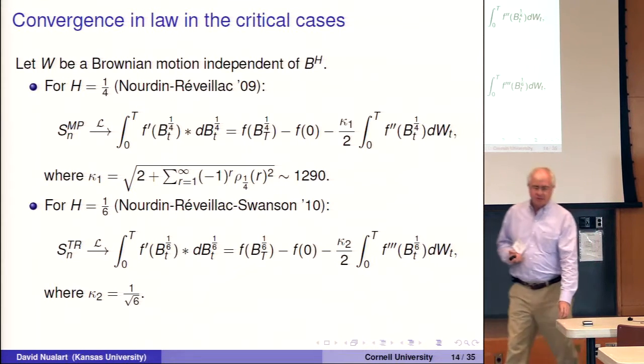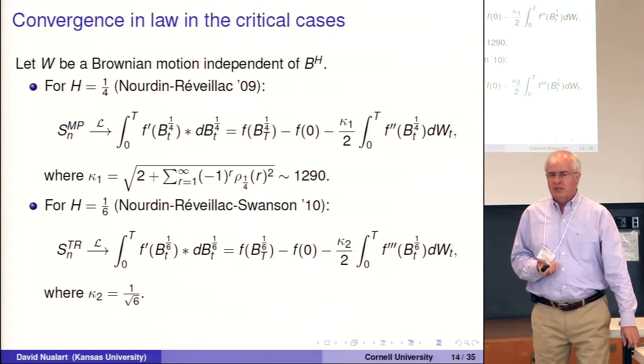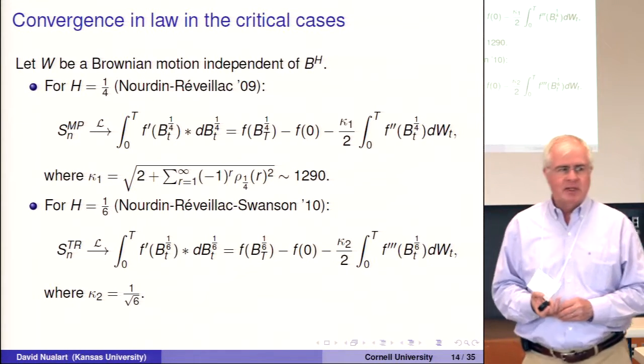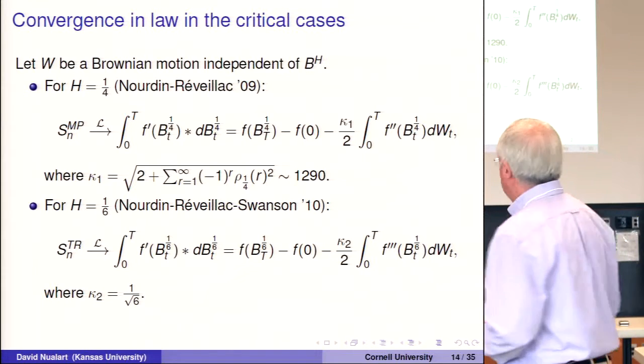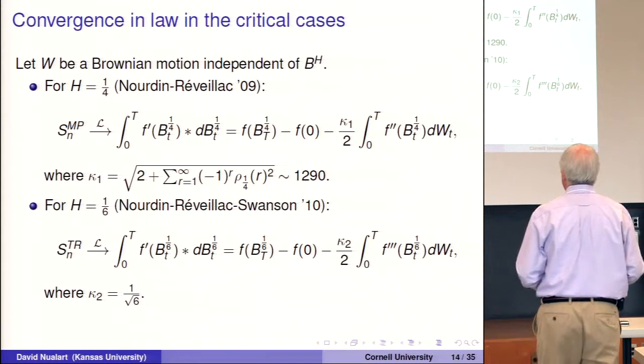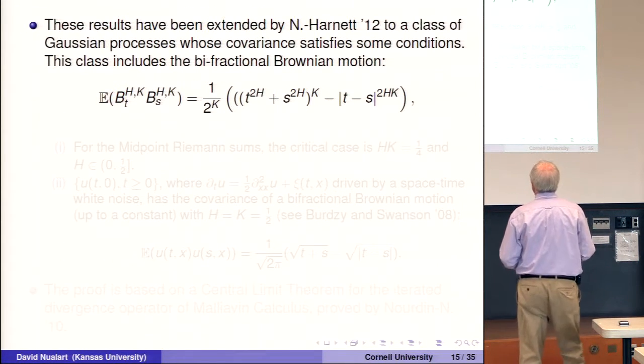And then with one of my graduate students at KU, Daniel Hartnett, we have tried to extend these results to more general processes other than fractional Brownian motion. And we have identified a general class of processes for which both results are true. And so this is the next slide.